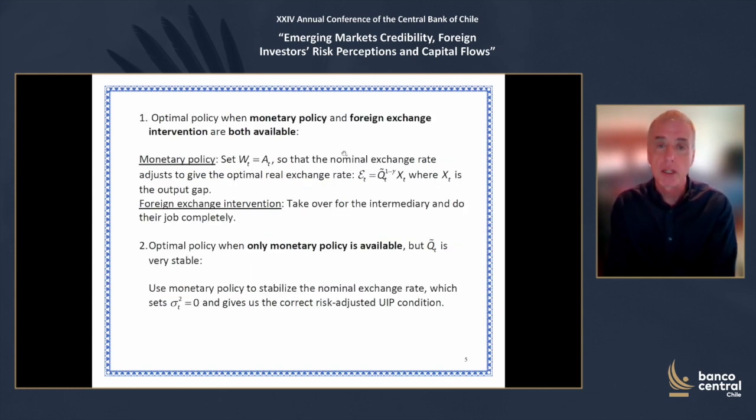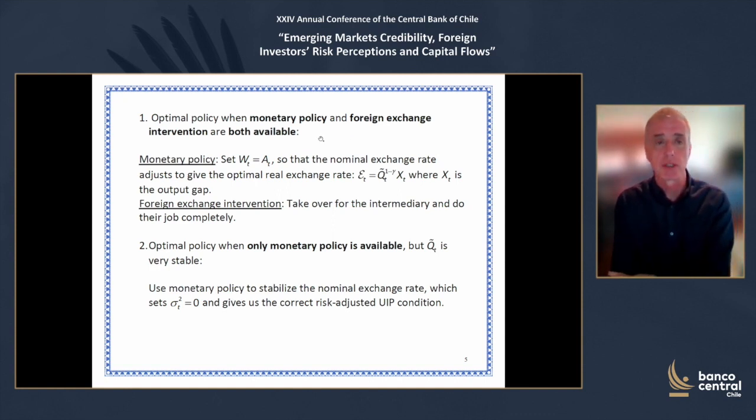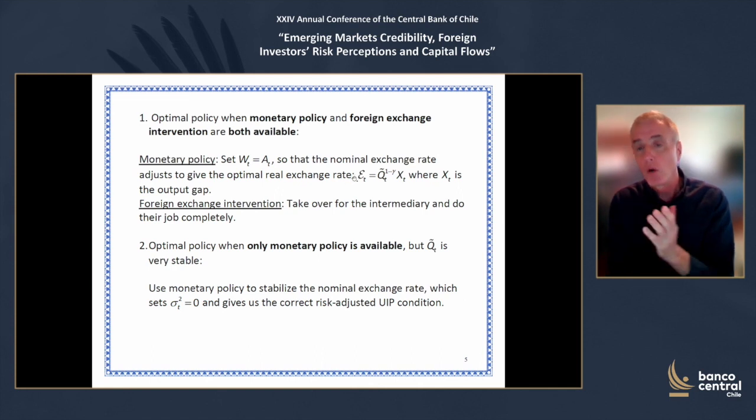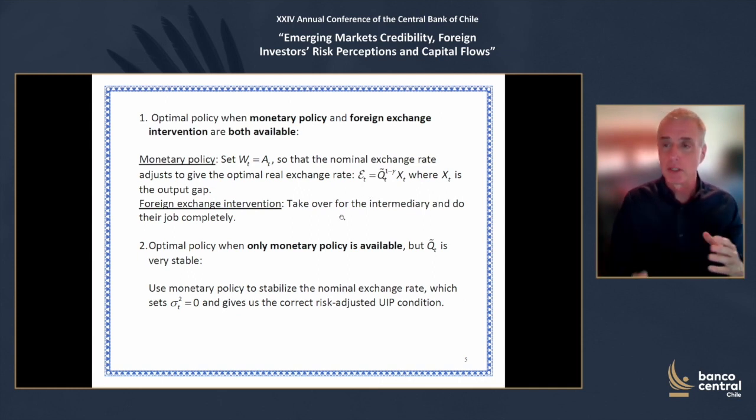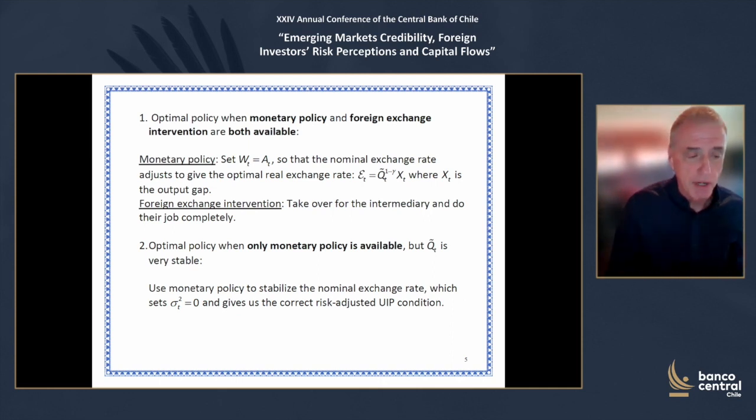Okay, so what are the optimal policies? Well, if you have both monetary policy and foreign exchange intervention available, you use the monetary policy to set the nominal wage equal to this non-traded productivity, or you can think about it as setting the exchange rate according to this formula. It's got to equal the real exchange rate to the 1 minus gamma power times the output gap. And then there's this foreign exchange intervention. And what the foreign exchange intervention does is just take over for the intermediary. Instead of having this constrained intermediary, the government comes in and does all the bond trading.